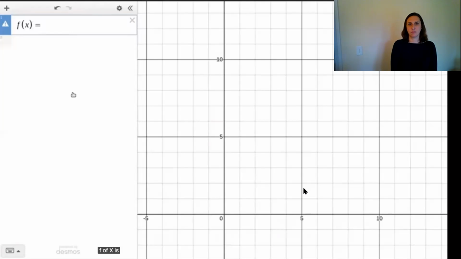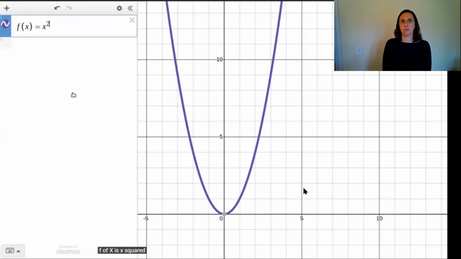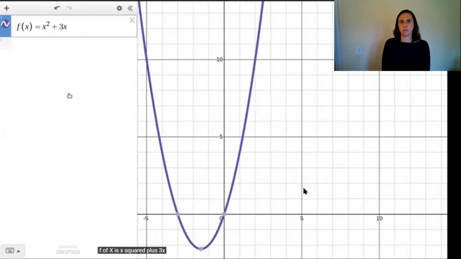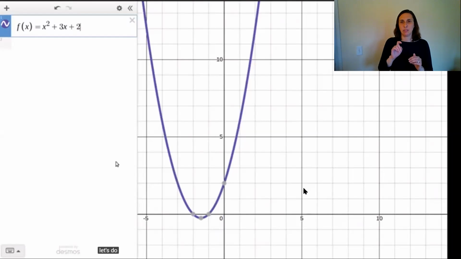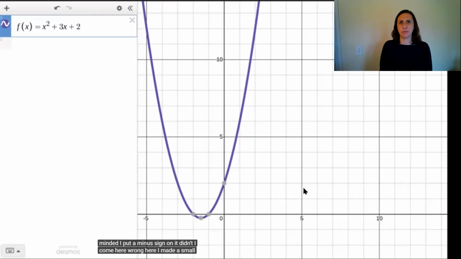F of x is x squared plus 3x plus 2. Uh-oh. Did I forget a minus? I put a minus sign on it, didn't I? What did I do wrong here? I made a small mistake, but that's okay. I forgot a negative sign on my calculator. This 8 3/4 is not right because I forgot a negative sign on the second one. Jeff and his signs. That's better.